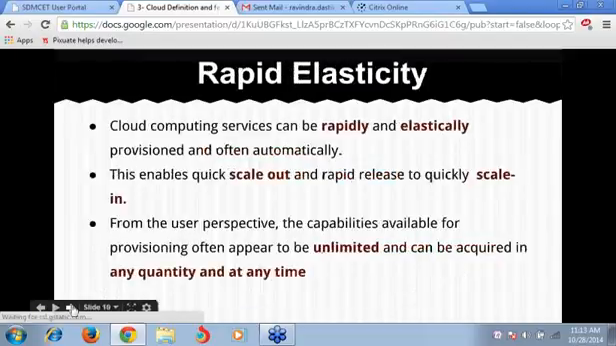The next, which is most important, is rapid elasticity. See, in traditional computing, we always know the number of customers that we have coming to us. For example, if I'm running a data structure lab, I know there will be 40 students for a particular batch. Or if I'm an online shopping person, I know the number of customers who will be coming at 11 o'clock in the morning or 5 o'clock in the evening on a daily basis.